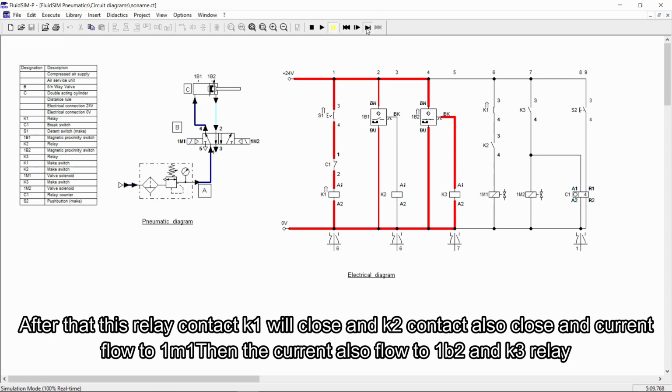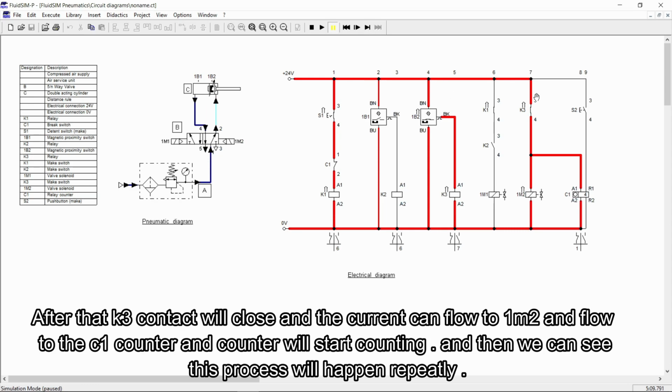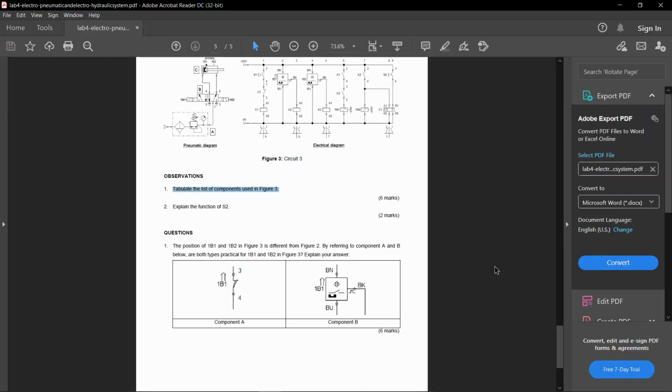Then K3, and after that the K3 relay contact will close and the current will flow to 1M2 and to the C1 counter, and the counter will start counting. And then you can see this process will happen repeatedly. Okay, that's all. Thank you. Next, for observation number 1, tabulate the list of components used in figure 3.